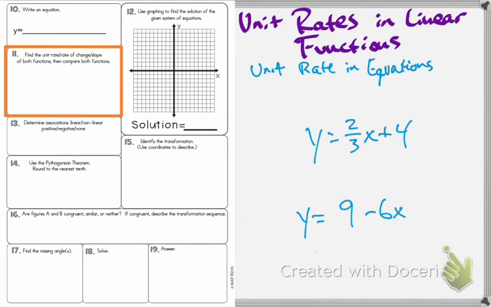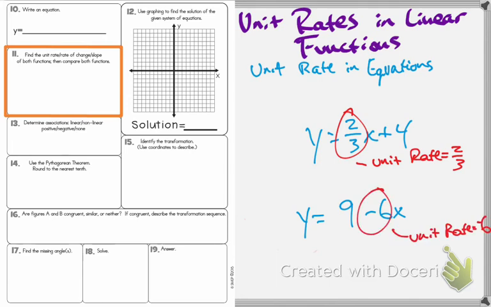If we look at a couple other equations that we have, here I have y equals 2/3 x plus 4. I also have y equals 9 minus 6x. Well, in the first example, I'm going to notice that 2/3 is with the x. That's being multiplied with the x, which means that my unit rate is simply 2/3. In my second equation, it looks a little bit different, but in this case, the rules stay the same. I know that my unit rate is always what goes with the x, or what is being multiplied by the x. In this case, my unit rate is -6.